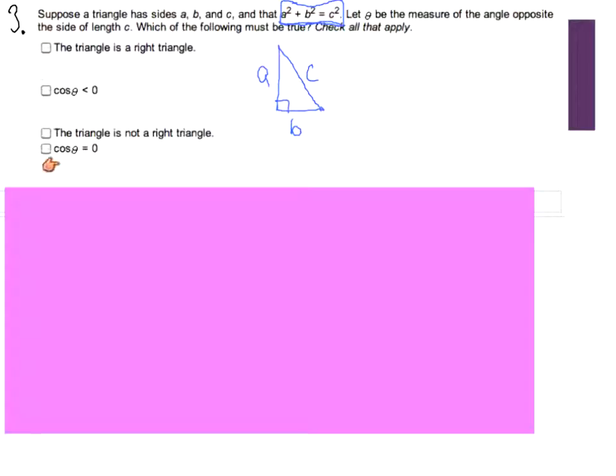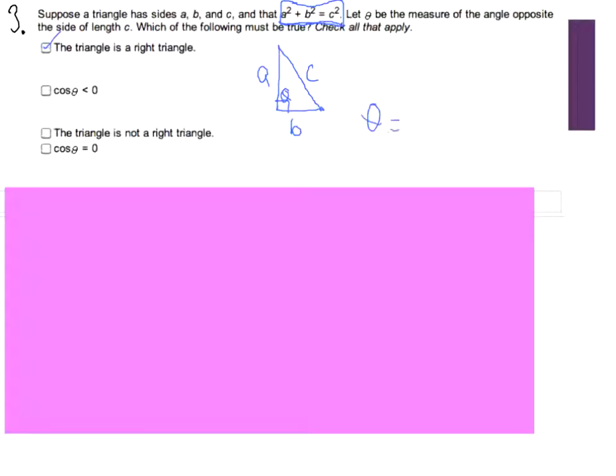Okay, so when I'm looking at my options here, it says the triangle is a right triangle. So yes, that will be one of our options. Now here it says cosine theta is less than 0. Here it says cosine theta is 0. Let's come back up and see which one would be correct. It says let theta be the measure of the angle opposite the side length C. So that means theta is right here.